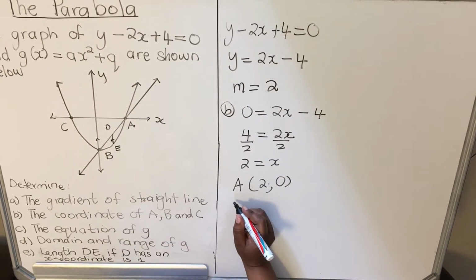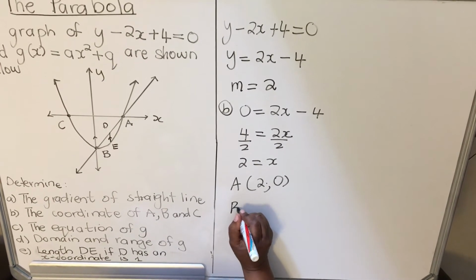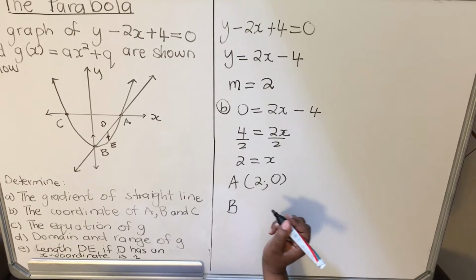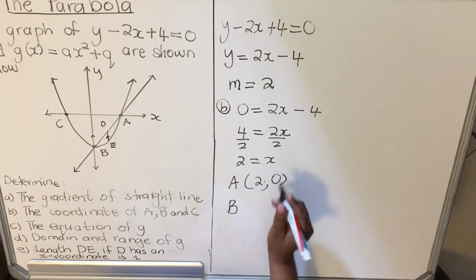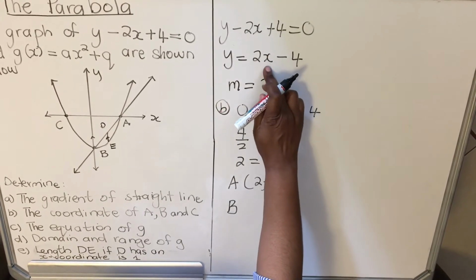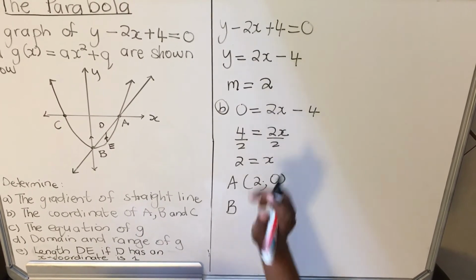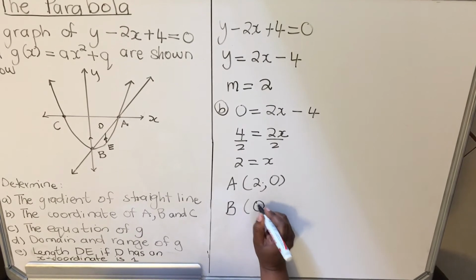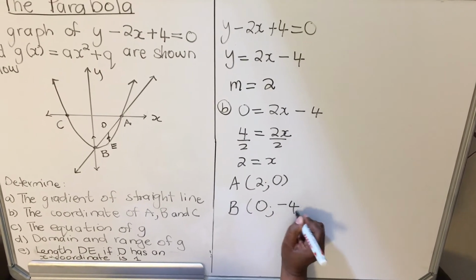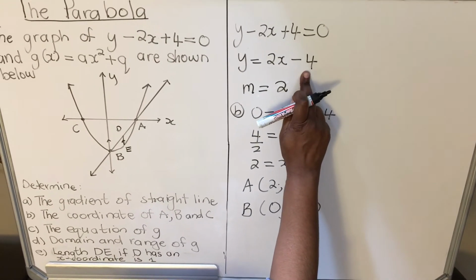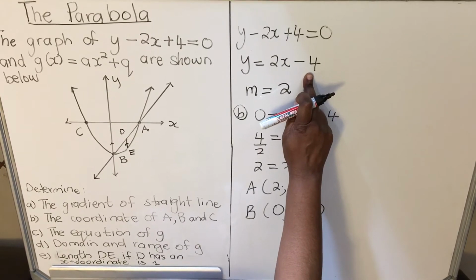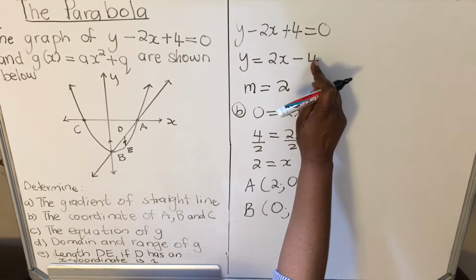Okay. B, at B, it's x being 0. So here's my equation. If x is 0, y is minus 4. So it is 0 and minus 4. It's also the intercept, the y-intercept.